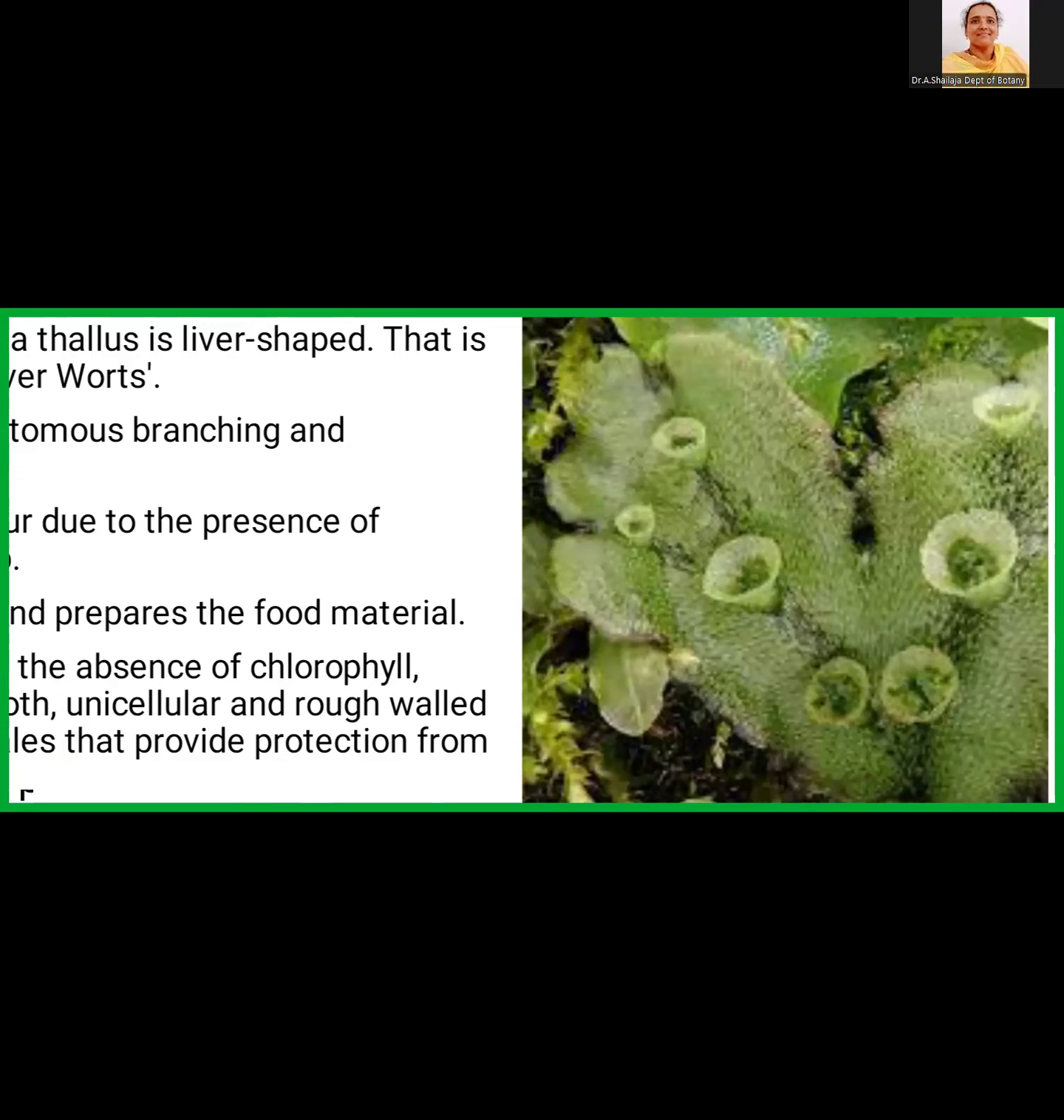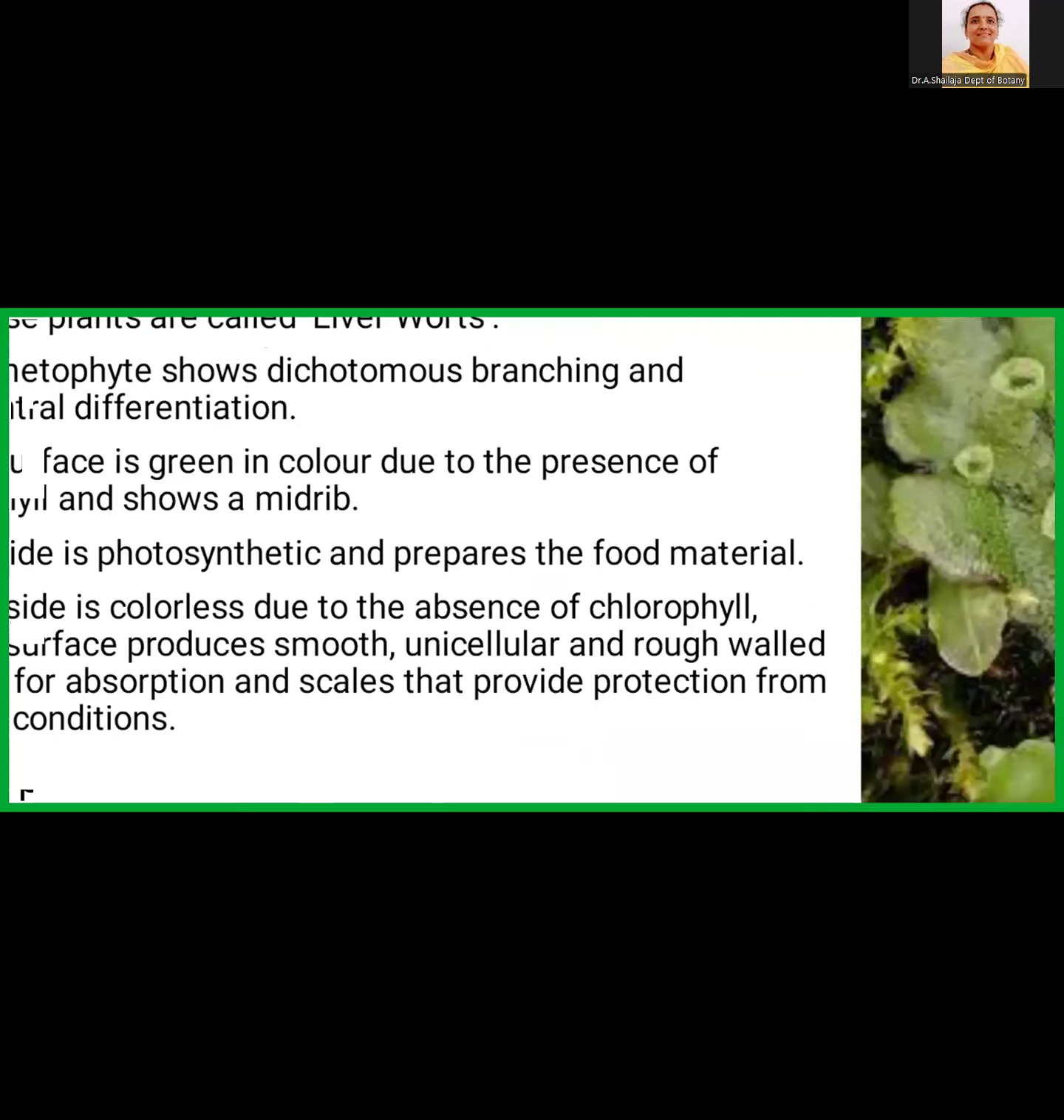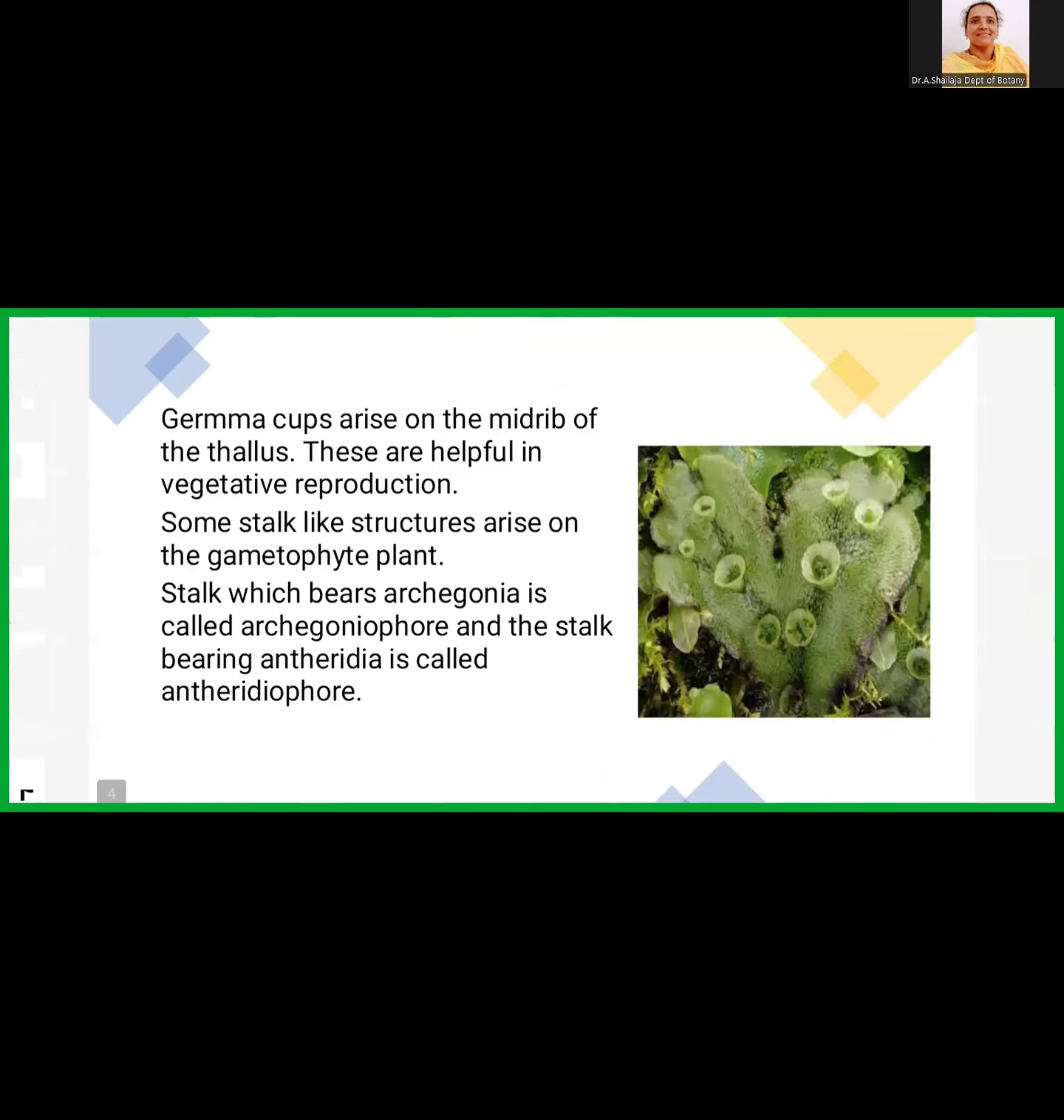It's very important. Multicellular, one-cell-thick scales are present in 2 to 4 rows on each side of the midrib. The rhizoids are useful for absorption and anchoring to the ground. There are two types of rhizoids, smooth-walled and rough. At maturity of the thallus, special upright branches are developed, and these are of two types, antheridiophores and archegoniophores. See here, this is a gemma cup. Gemma cups arise on the midrib of the thallus. These are helpful in vegetative reproduction.